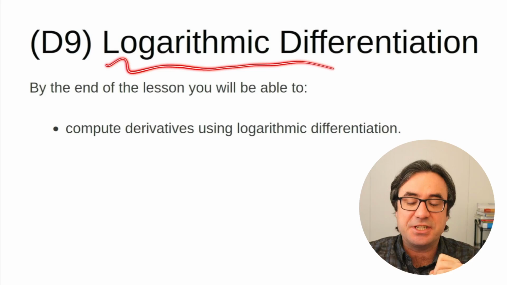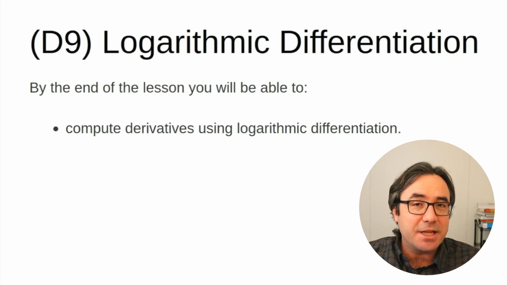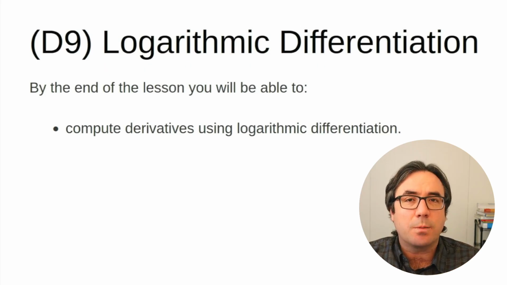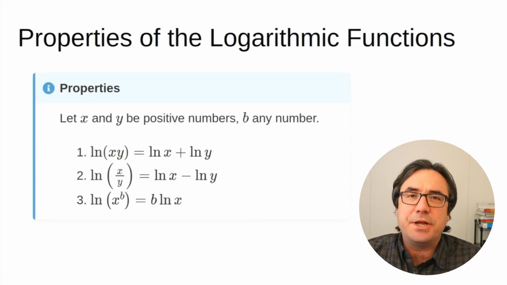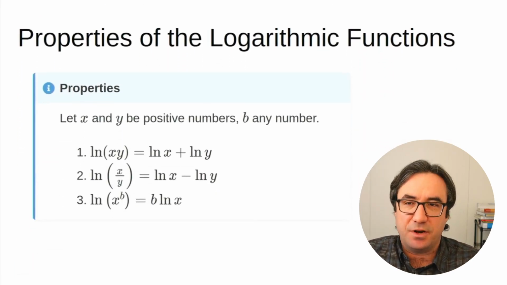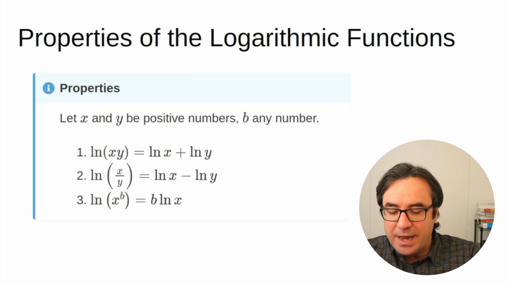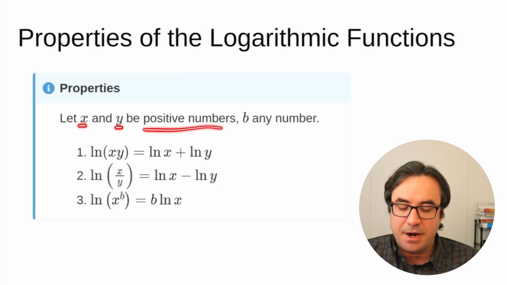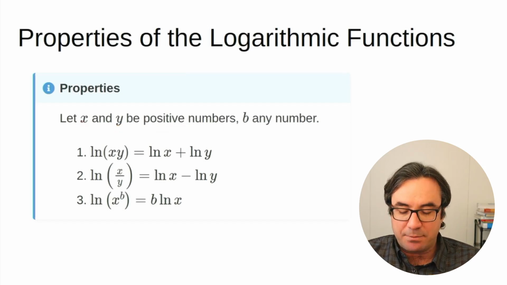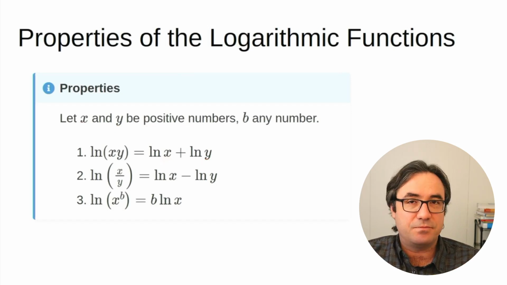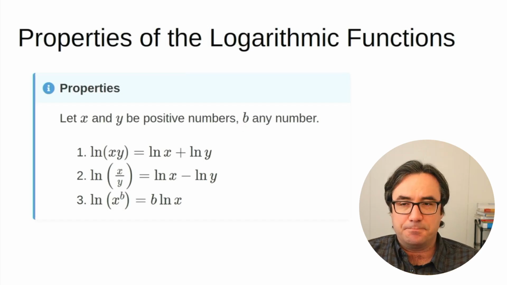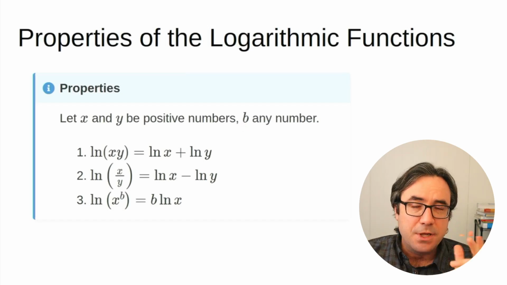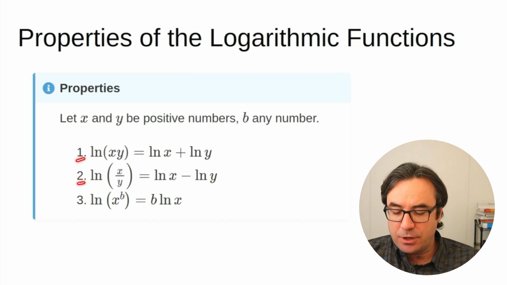So we'll probably see this in class. But let's get to our natural log properties. So what are the properties of our log functions? Now we have these nice algebraic properties. So we have, let x and y be positive numbers. So again, we can't plug negative numbers into the log function. And b here can be any number. All right. So we have three properties that we're going to look at.